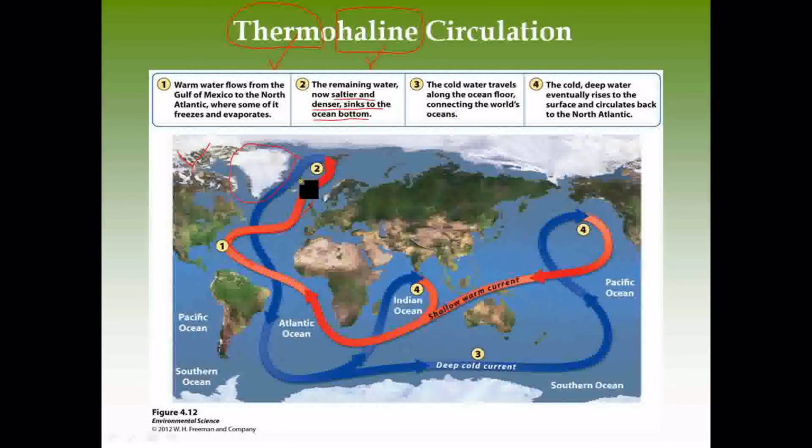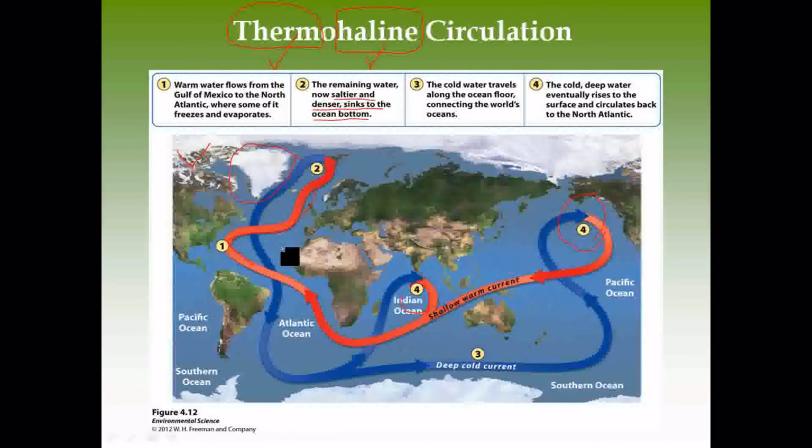But cold water travels along the ocean floor because it sinks to the bottom, and it connects again with the world's oceans, and it becomes part of another current. And you can see that these currents happen near the Indian Ocean here, and also here in the Pacific Ocean. Cold, deep water eventually rises to the surface and ends up circulating all the way back to the North Atlantic again.